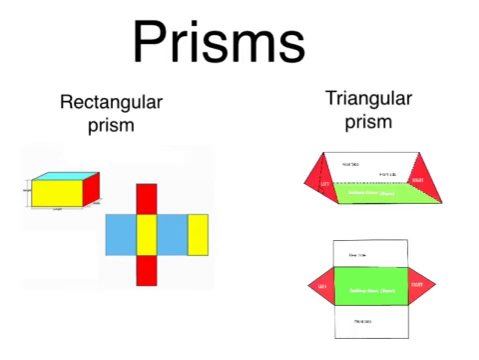Next, we're going to talk about prisms. There are two types of prisms. We have a rectangular prism and a triangular prism. If you look at the difference, a rectangular prism has 6 sides. A triangular prism has 5 sides. A rectangular prism has 6 rectangles. A triangular prism has 2 triangles and 3 rectangles.